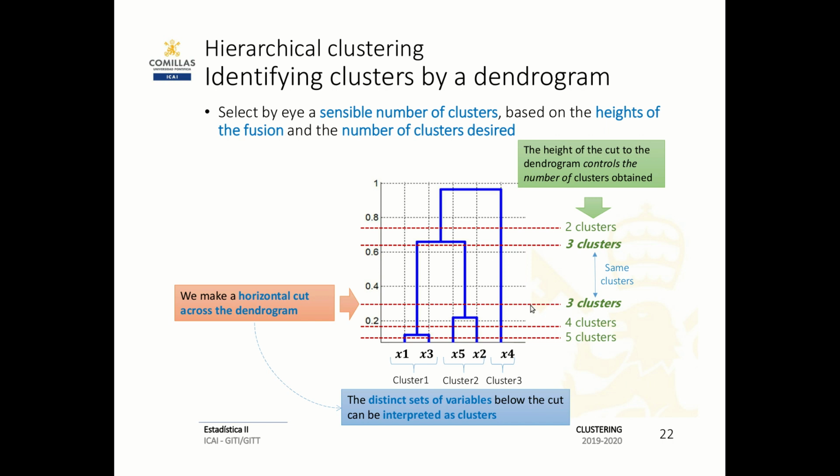The same happens with 0.3. We have 3 clusters. So there is a long range of thresholds for which we have 3 clusters. So probably 3 is the best choice in this example. And then if we go further down, we go to 4 clusters. That would be x1 and x3 all together, and then x5, x2 and x4 independently. And if we go further down at the end, we would have 5 clusters that are the 5 input variables.